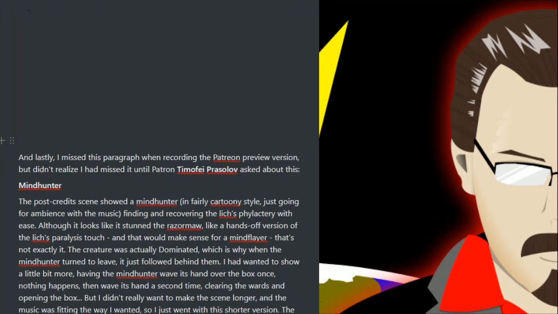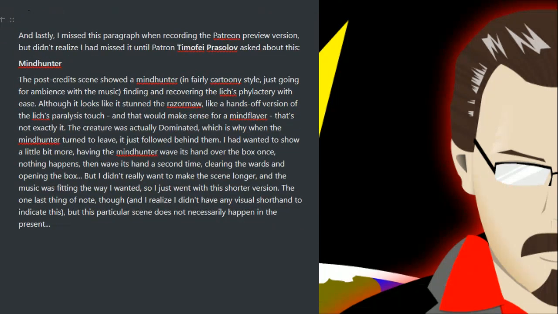And lastly, I missed this paragraph when recording the Patreon preview version, but I didn't realize I had missed it until patron Timofey Prazilov asked me about this. The post-credit scene showed a Mindhunter, in fairly cartoony style, just going for ambiance with the music, finding and recovering the Lich's phylactery with ease. Although it looks like it stunned the Razormaw, like a hands-off version of the Lich's paralysis touch, and that would make sense for a Mind Flayer, that's not exactly it. The creature was actually dominated, which is why when the Mindhunter turned to leave, it just followed behind them.